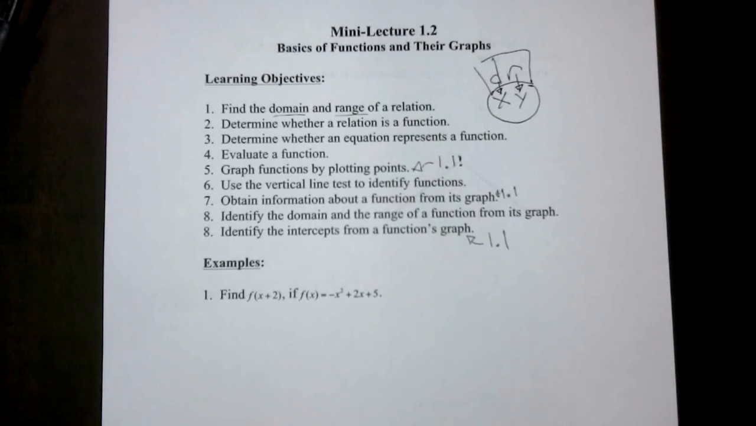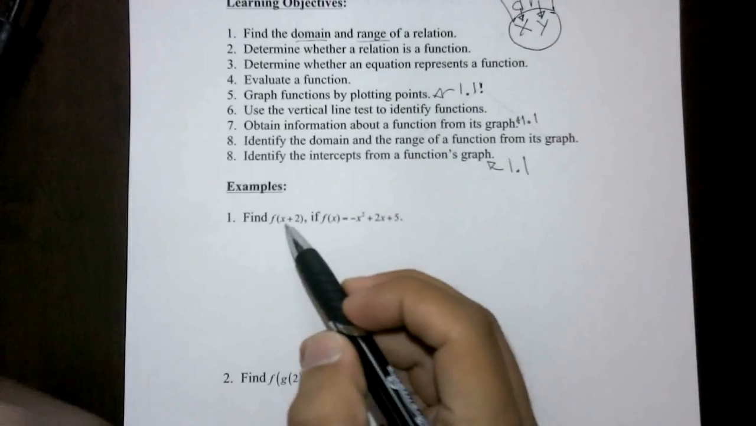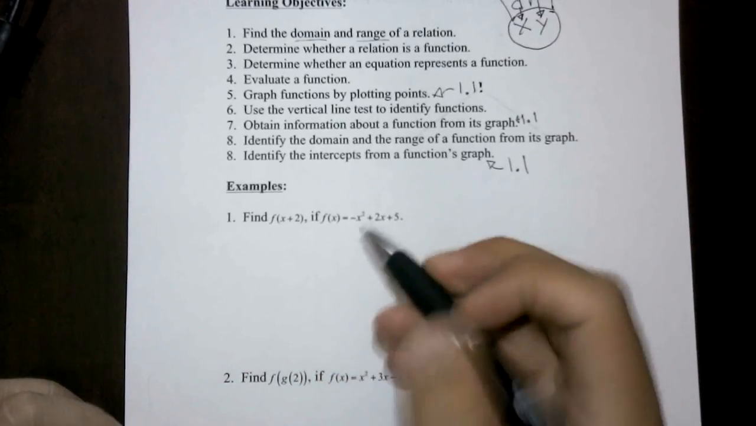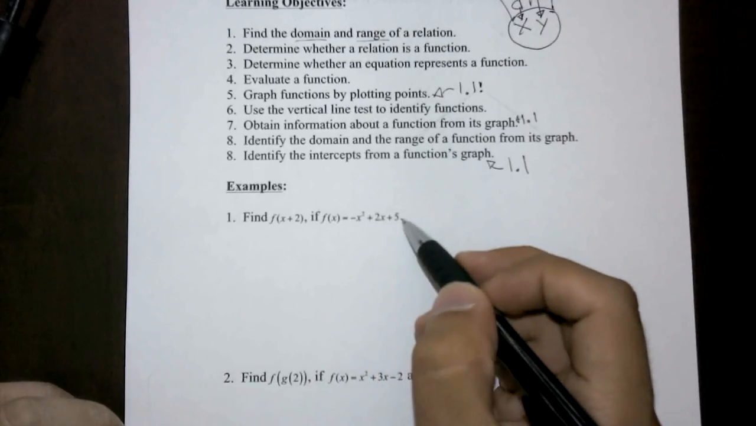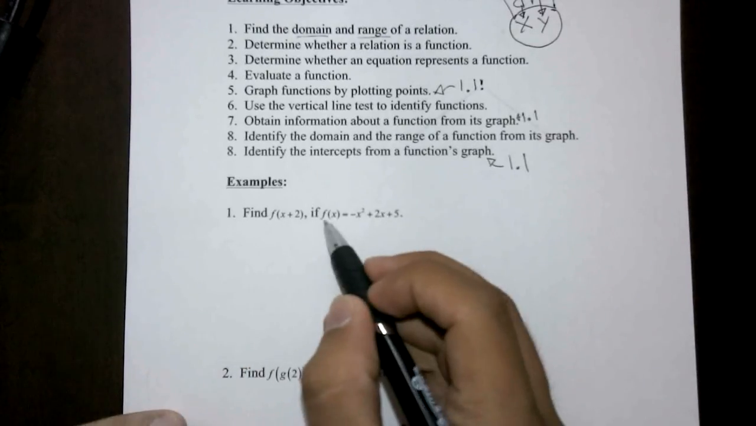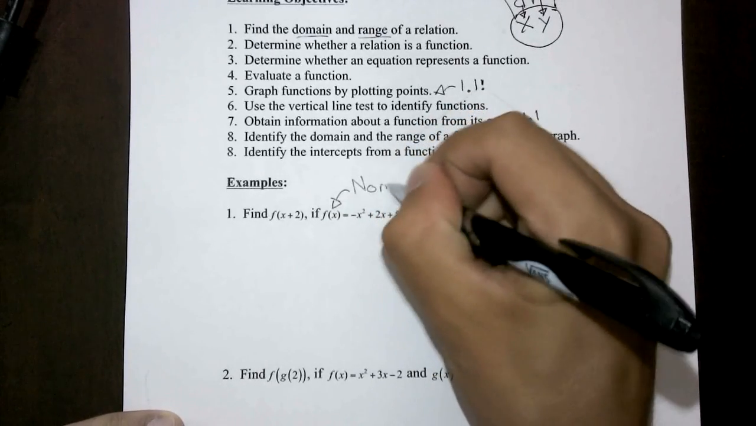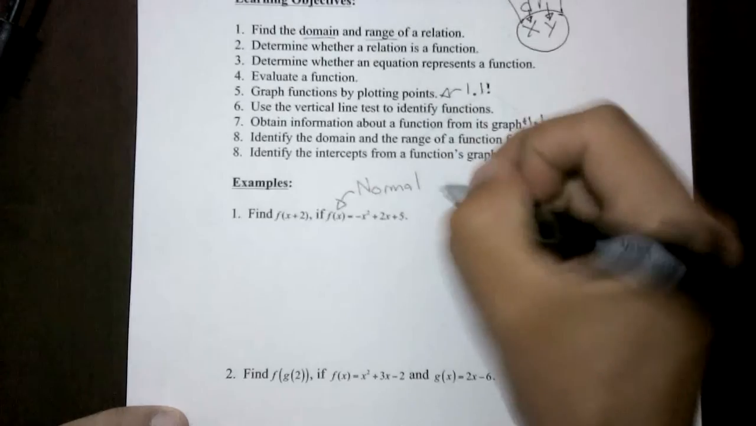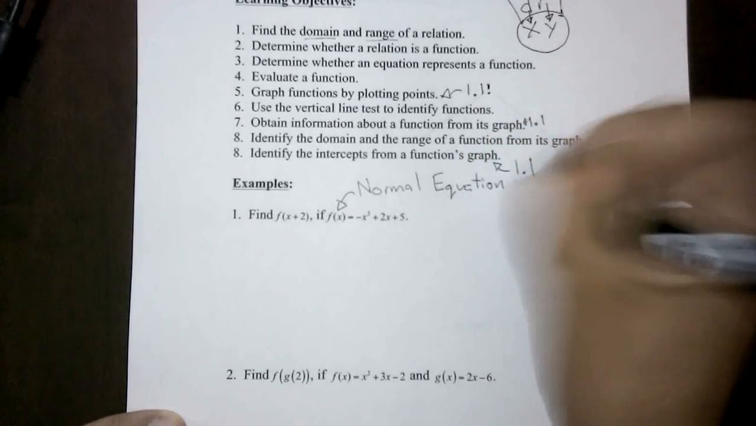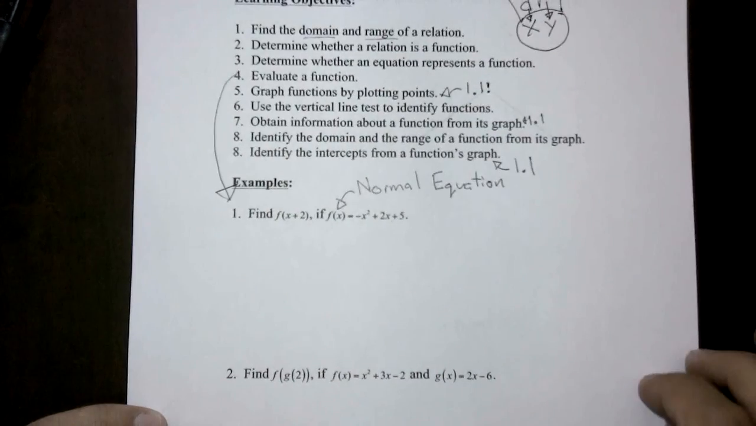With this first example, they have us plugging in this term here where x is adding on 2, and we're being given this equation seen here, this negative x squared plus 2x plus 5. So what this is saying is that this is the normal equation. This is as is. This is something we could graph if we wanted to by plugging in points. But now they're asking us to evaluate this function. So this is tying into the fourth objective.